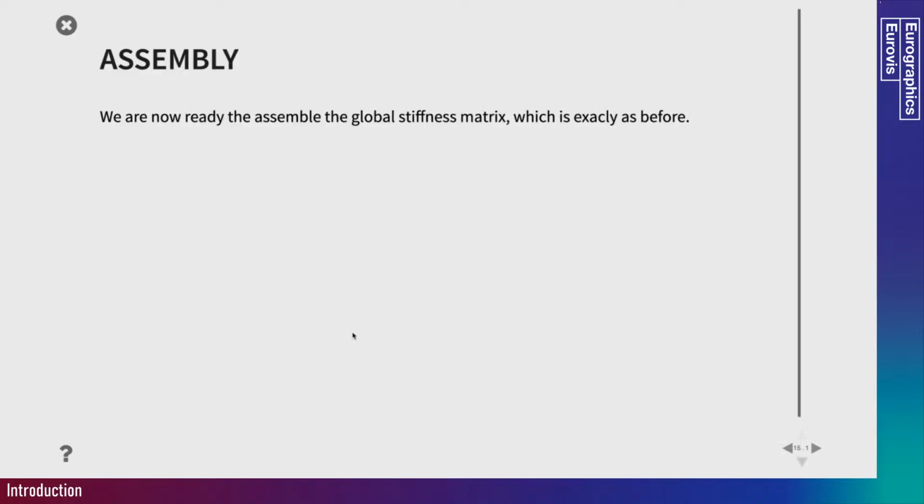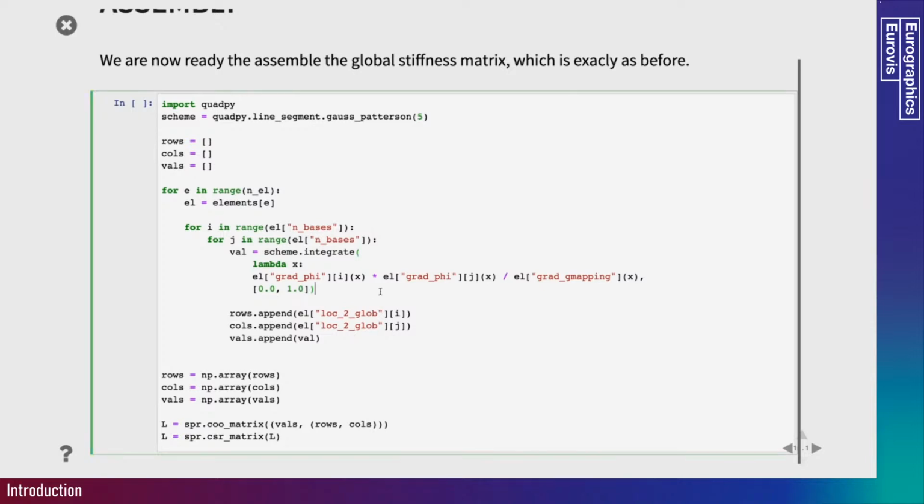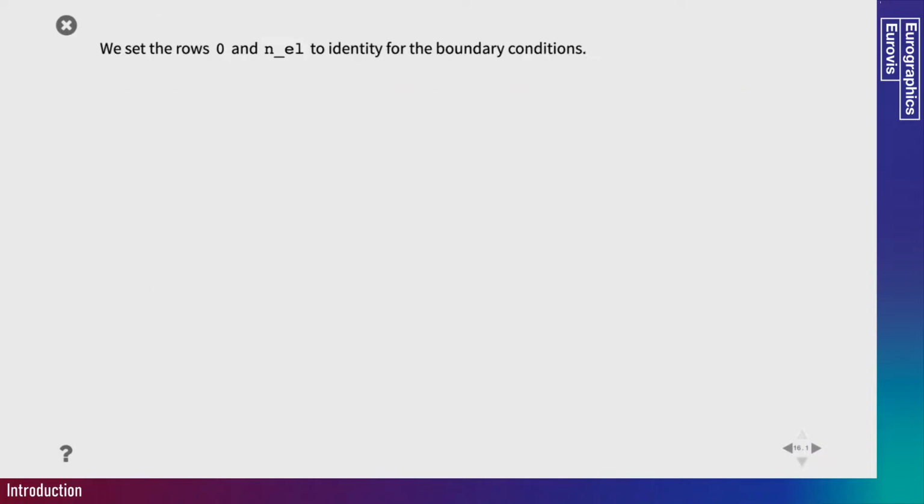So now we can assemble the stiffness matrix, and again, I want to insist, this is literally the same code as before. We're using QuadPy to integrate. We're doing the loop over elements, and here we're doing the loop over i and j. Exactly as before, now i and j will range over something a little bit larger. But this line, which is the actual integral, doesn't change at all. Again, it's exactly the same as we had before.